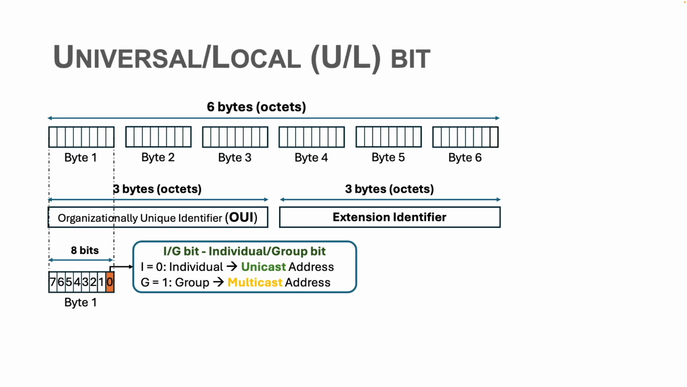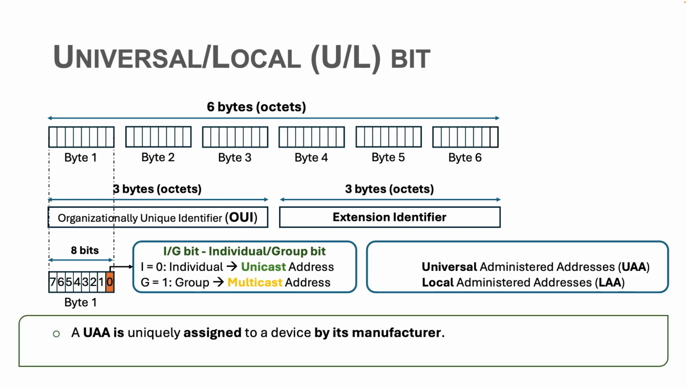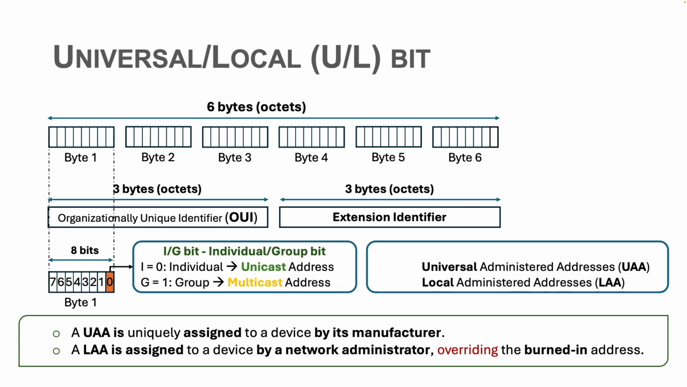Now that we have seen the individual group bit, let's move on to the universal local bit, often called the UL bit. A MAC address can either be a universally administered address, UAA, or a locally administered address, LAA. A UAA is uniquely assigned to a device by its manufacturer, while on the other hand, a locally administered address is assigned to a device by a network administrator, thus overwriting the burned-in MAC address.